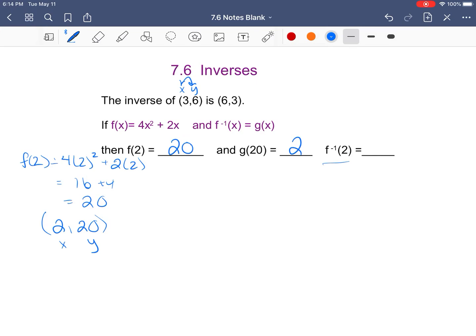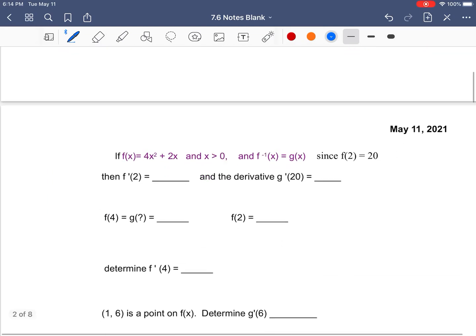And again, if you're unsure, looking at this f^-1 of 2, or inverse of 2, that's like saying on our original function, our f of x, this would be our y. So that'd be like saying this. And we'd be looking for our x.